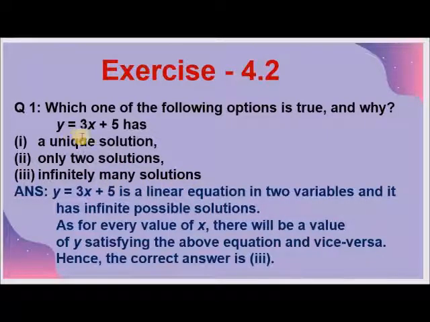So if we see this equation, this is a linear equation in two variables, and as discussed in the introduction itself, a linear equation in two variables has infinitely many solutions. Fine. So y is equal to 3x plus 5 is a linear equation in two variables and it has infinitely many possible solutions, as for every value of x, there will be a value of y satisfying the above equation and vice versa. Hence, our third option is correct.